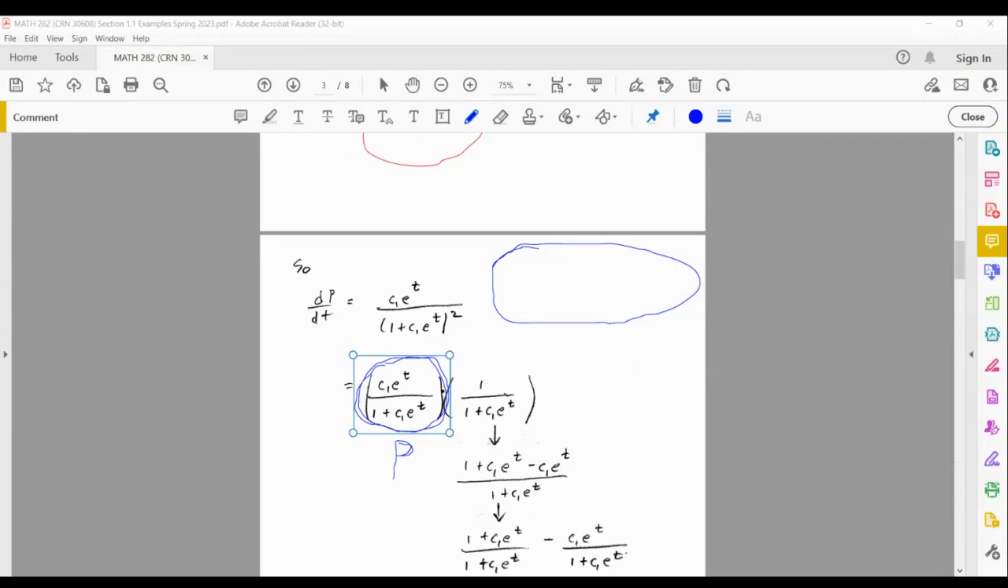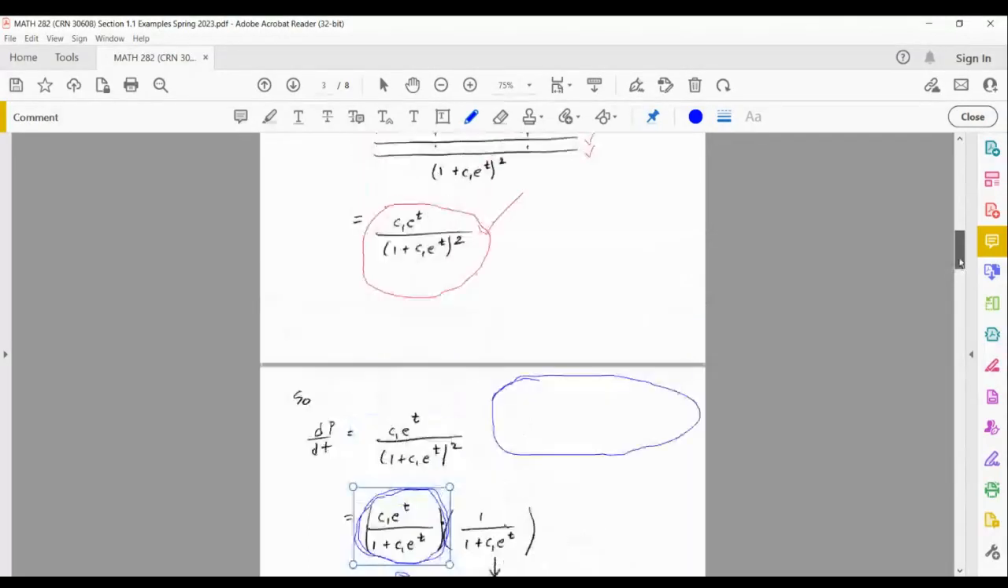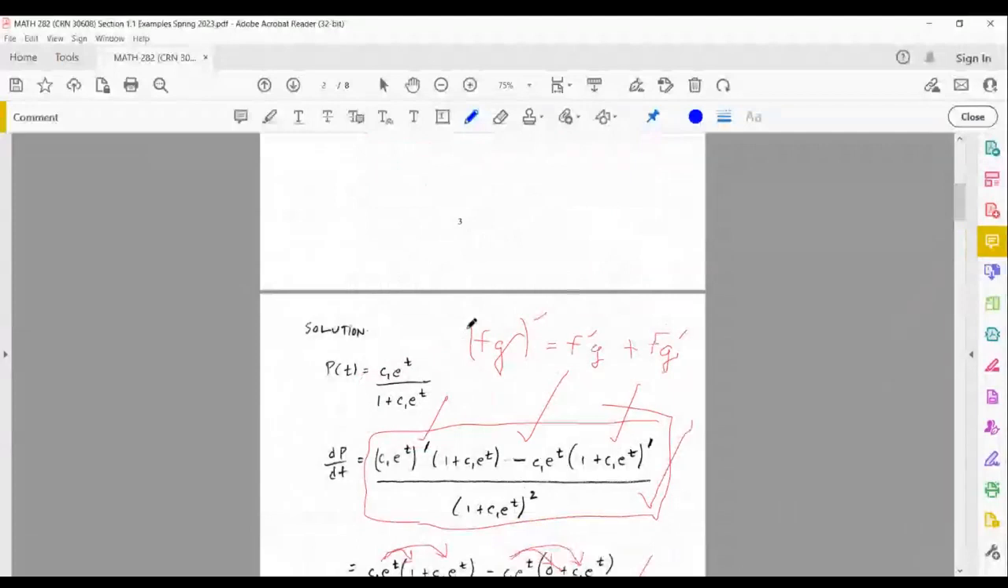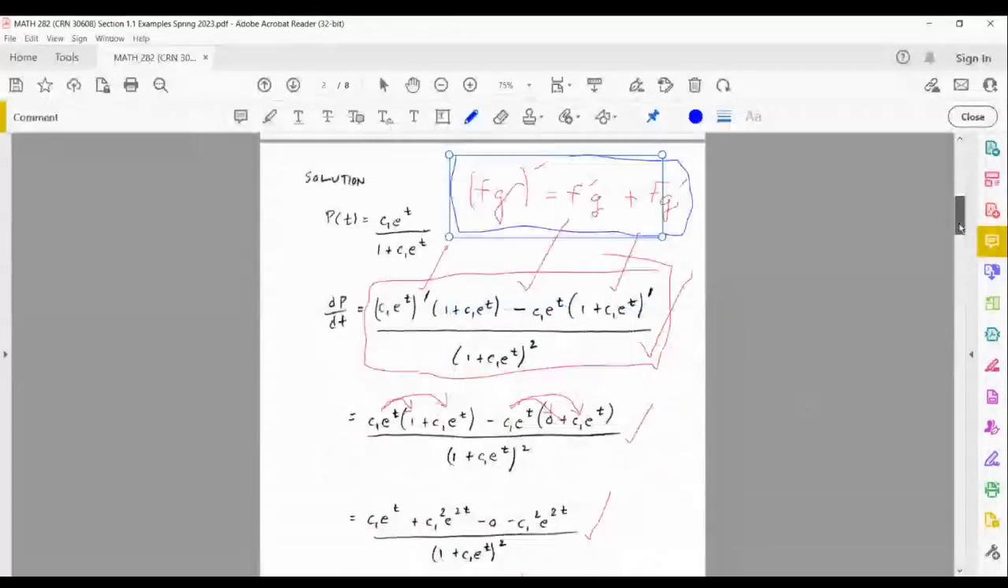Amanda says she wants to see the quotient rule again. All right, give me just one moment, class. Let me go back to that. This is the quotient rule here. The derivative of a product, f times g, is f prime times g plus f times g prime. Okay, very good. So let me go back down here.